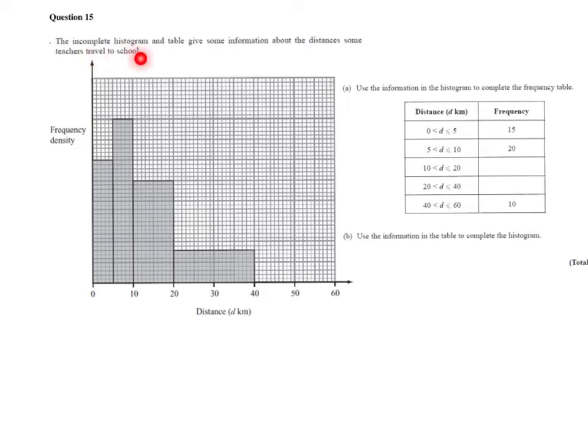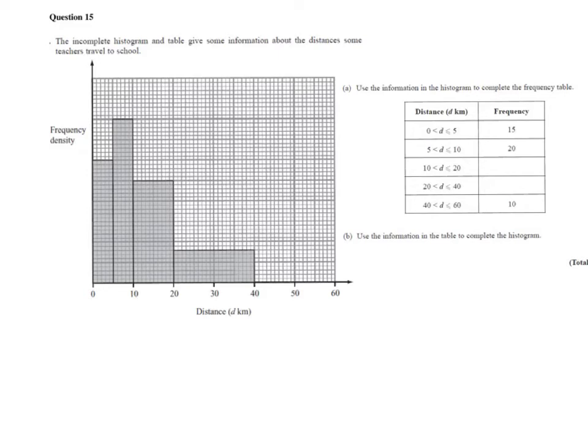So this incomplete histogram and table gives some information about the distances some teachers travel to school. We've got to use the information in the histogram to complete this frequency table, and then we've got to use the information in the table to complete the histogram.